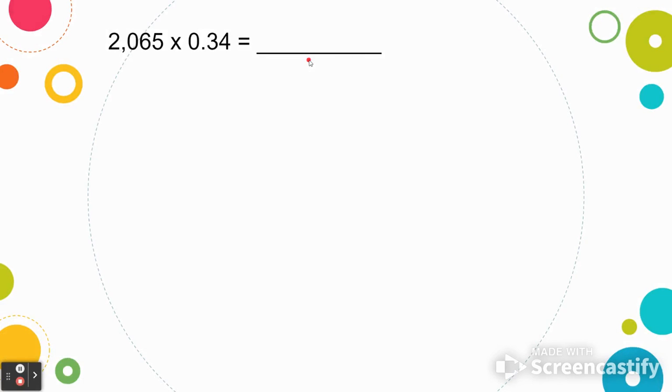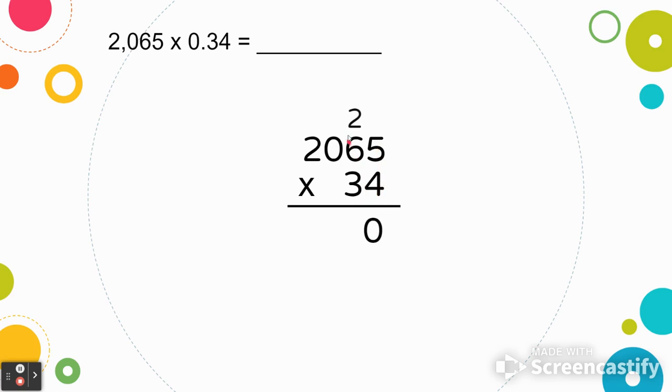Now let's try 2,065 times 34 hundredths. Again, we can relate to the whole number multiplication, which would be 2,065 times 34. First, let's multiply 2,065 times the 4. We'll start with 4 times 5, which is 20. We'll put a 0 here and regroup the 2 to the tens place.